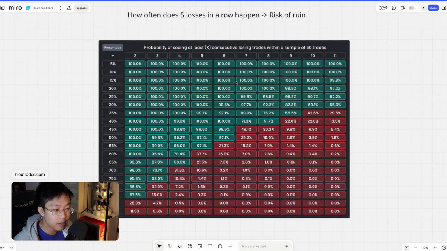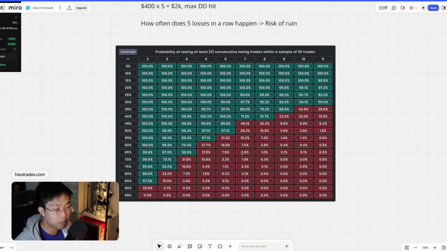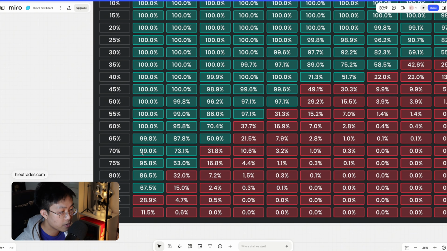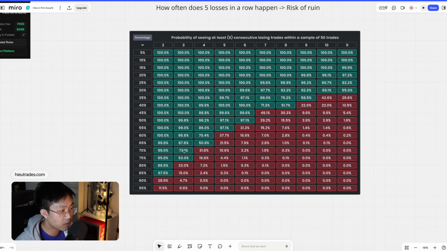So generally speaking, what is going to be the best win rate for passing prop firms and getting that payout? It's going to be higher win rate strategies. Because when you look at these win rates, let's say 70%, you have a near 100% chance of losing 2 trades in a row, fine. But 3 trades in a row, there's already a massive jump of nearly 30%. And then there's an even bigger jump when you go from losing 3 trades in a row to the probability of losing 4 trades in a row.